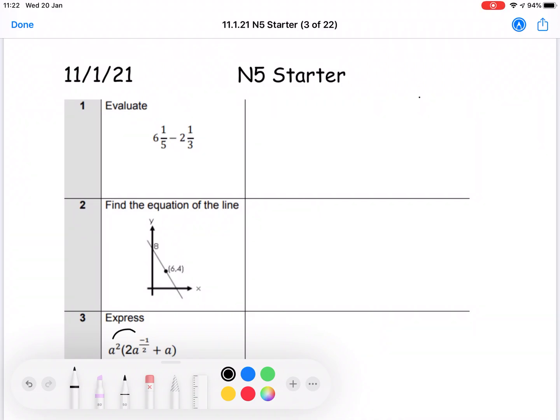Here are the answers to these 3 division questions. So question 1 is subtracting fractions. So the first thing we need to do here is rewrite these as top-heavy fractions.